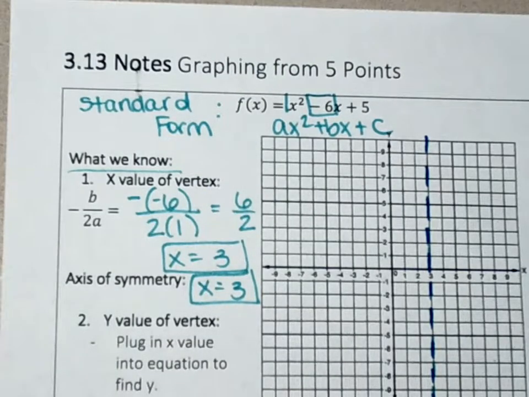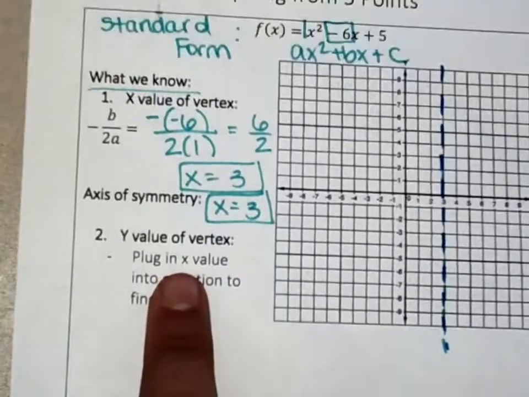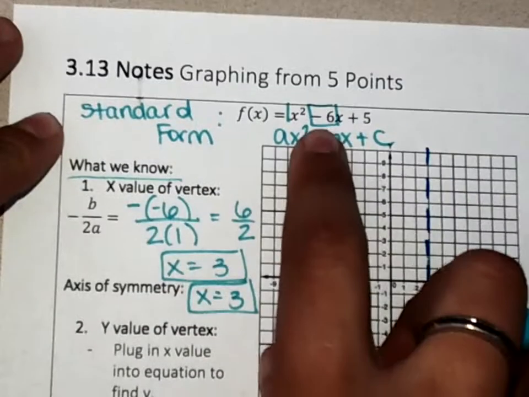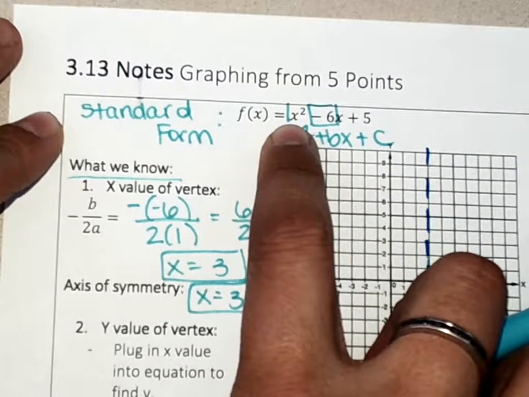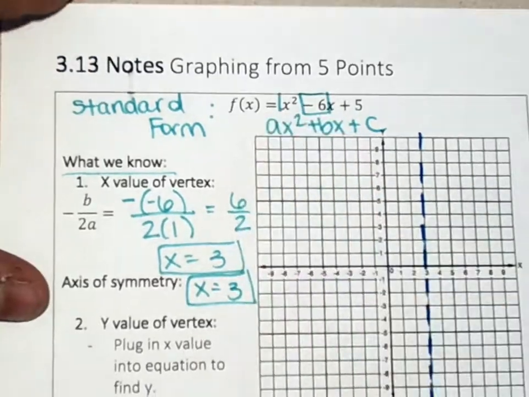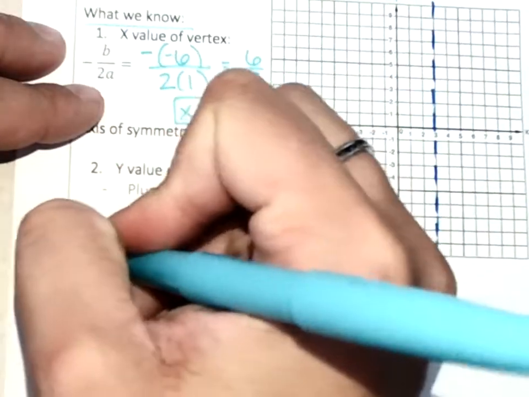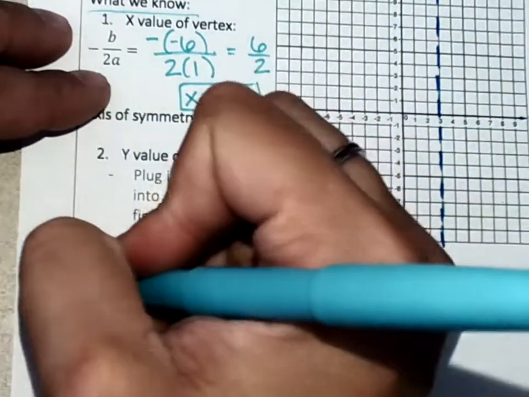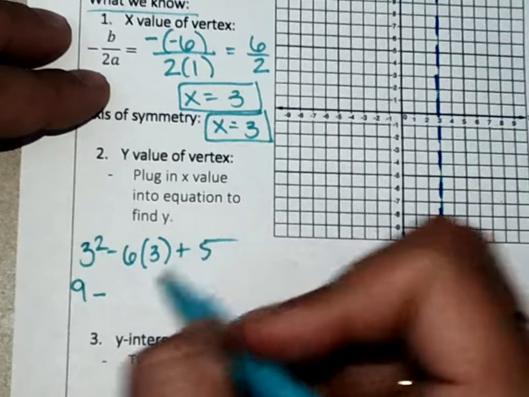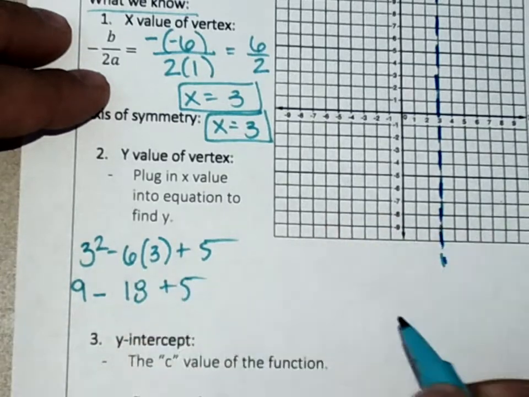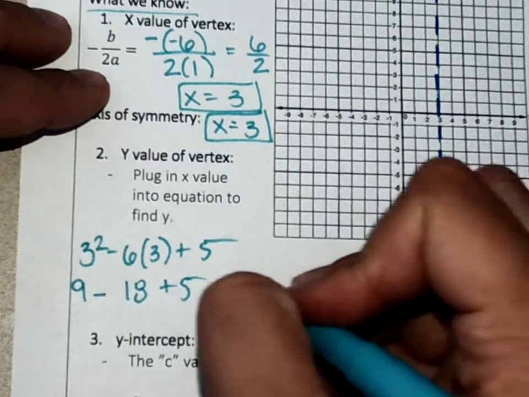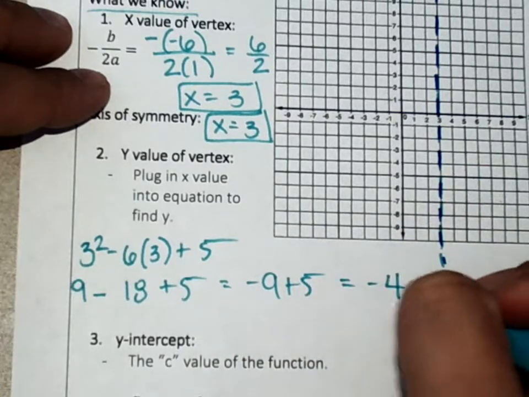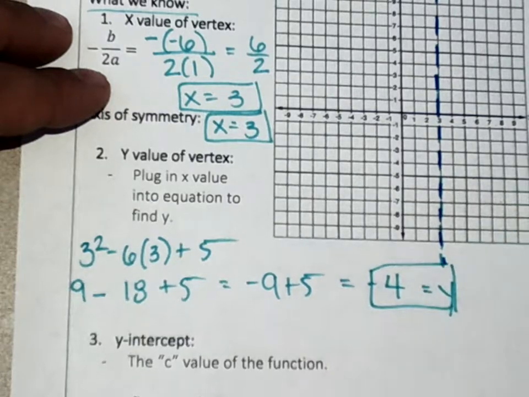Our second step is to find the y value of the vertex. We find this by plugging in the x value into the equation to find y. So our equation is up here. I'm going to plug in 3 wherever I see an x, which is in 2 locations. This results in 3 squared minus 6 times 3 plus 5. 3 squared is 9. Negative 6 times 3 is negative 18, plus 5. 9 minus 18 is negative 9, plus 5. Negative 9 plus 5 is negative 4.